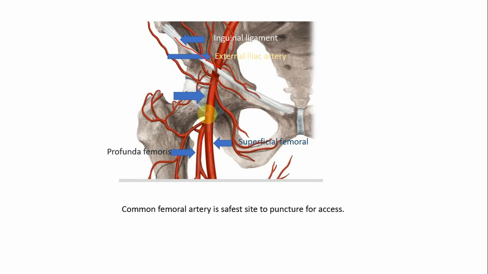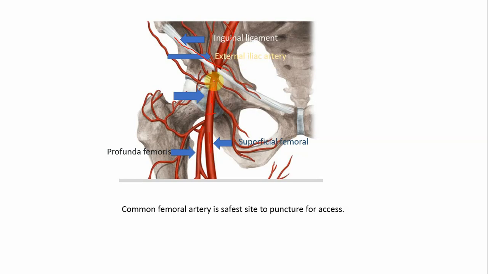There are a few unique things about the common femoral artery. This segment doesn't have any branches, and it lies immediately on top of the femoral head. So it is easy to compress and achieve hemostasis.